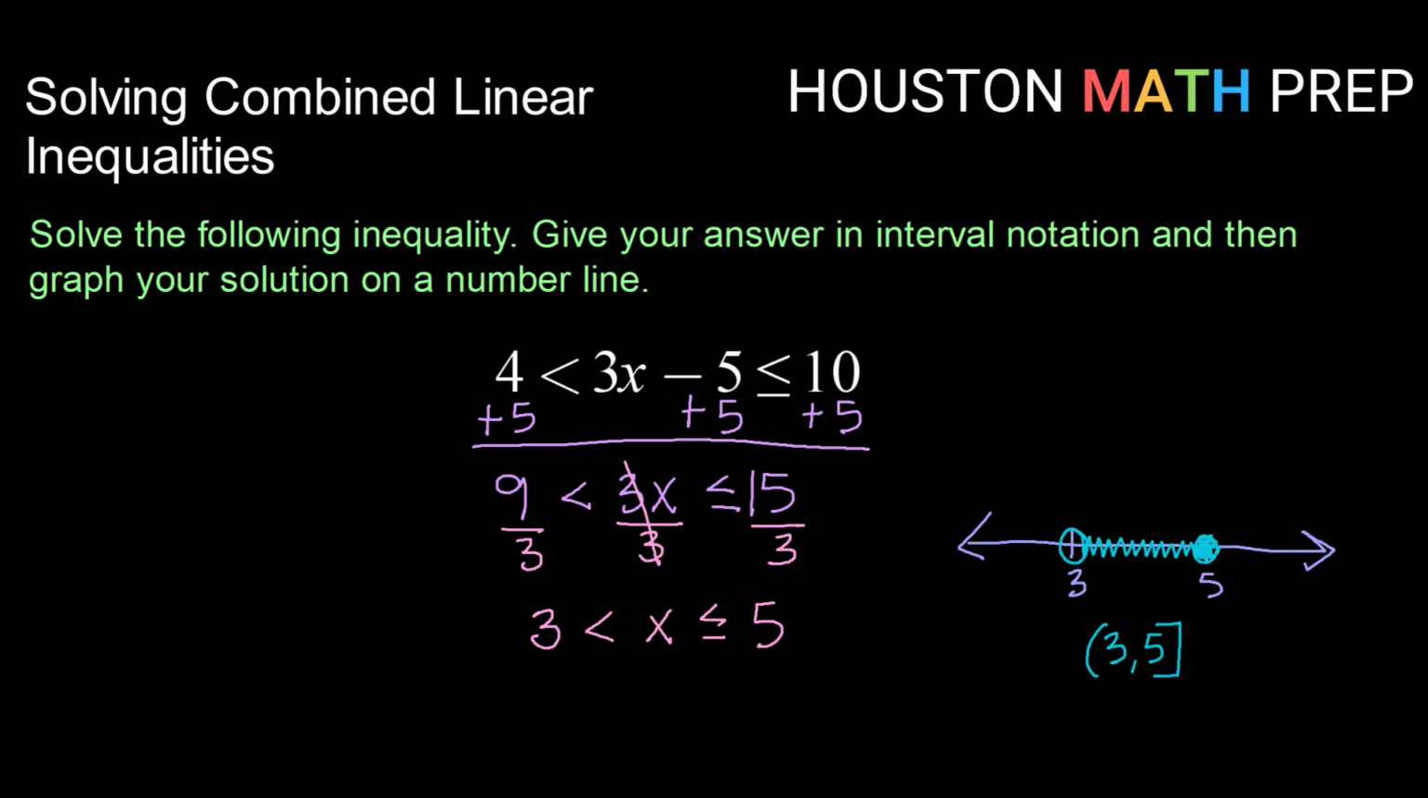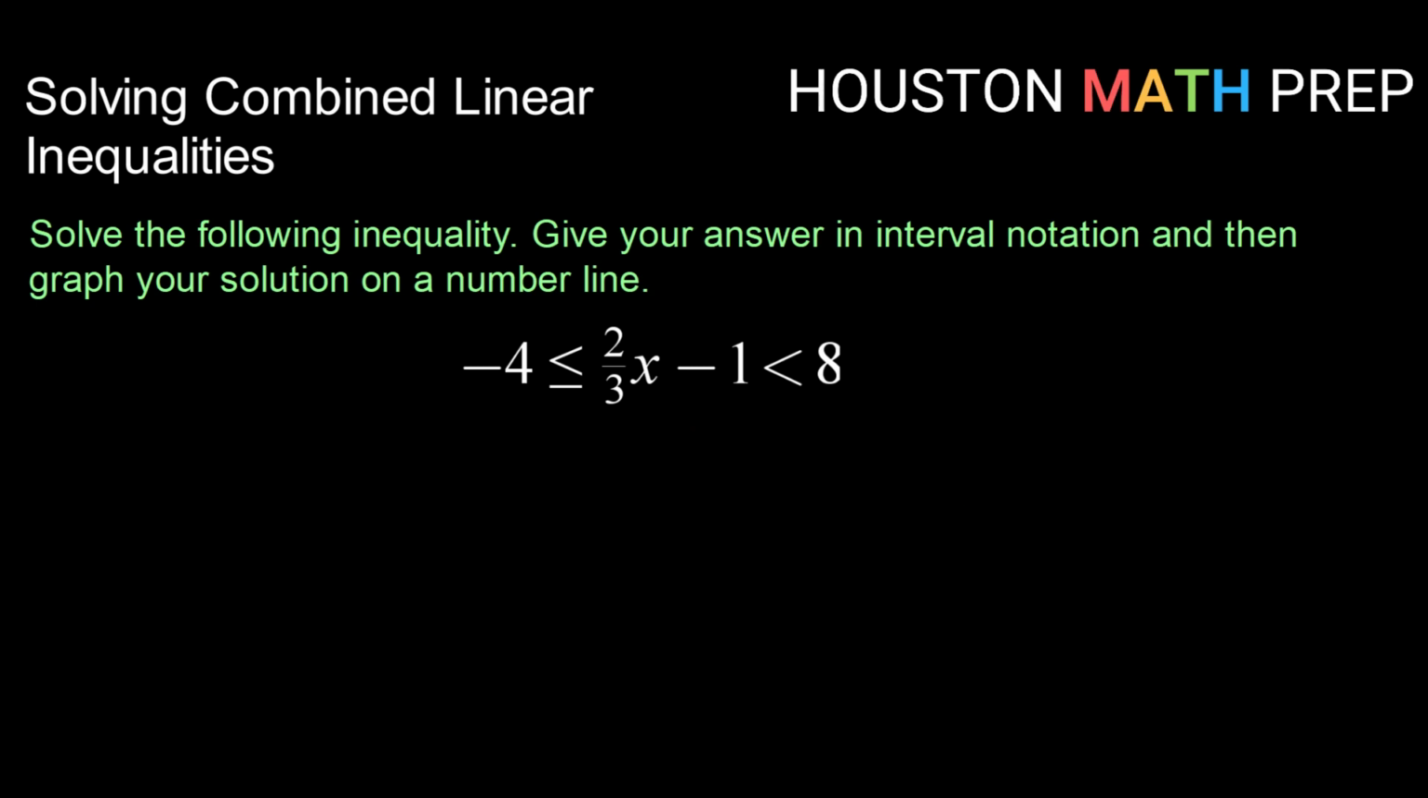All right, let's do one more of those, make sure we've got it down. Solve this combined inequality. So again, our job is going to be to isolate the variable in the center of the inequality. The first thing that I'm going to do here is add 1 to all sides of my expressions. So negative 4 plus 1 is going to give me negative 3, being less than or equal to 2/3 x is less than 8 plus 1 is 9.